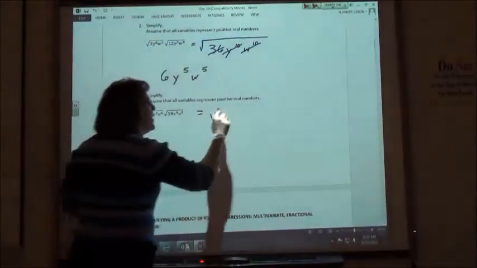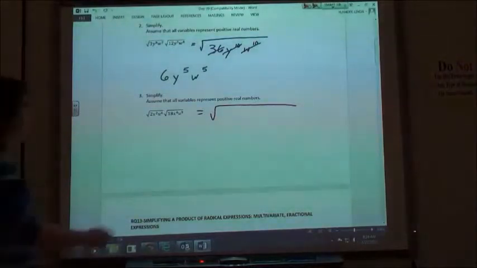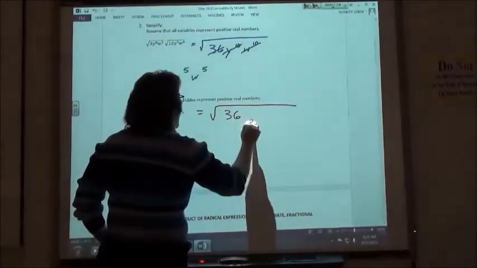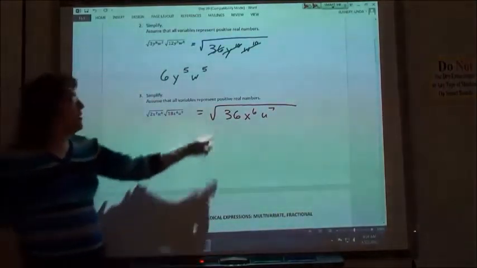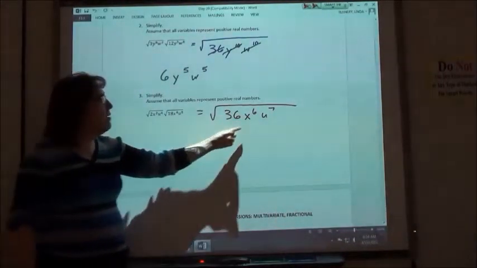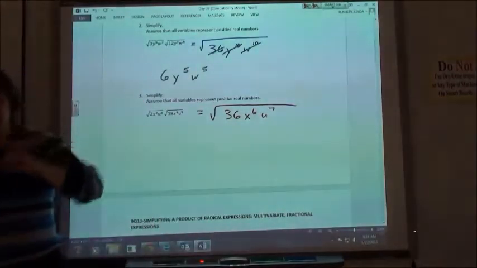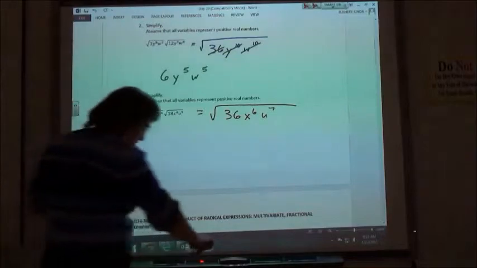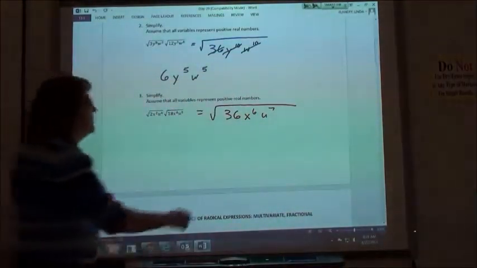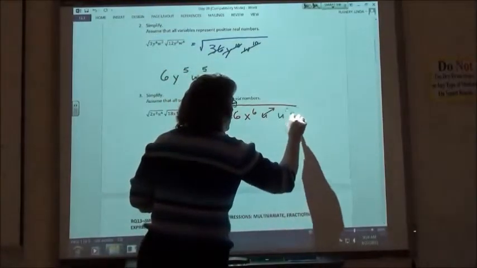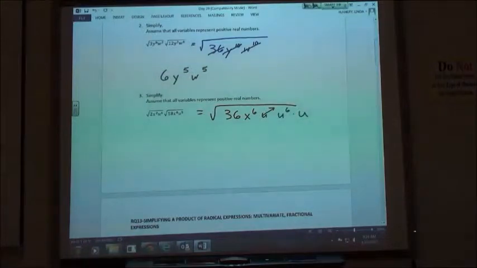Number 3 then, when I go ahead and multiply that one, I would get 36x to the 6th, u to the 7th. So looking at that one, the 36 is a perfect square, the x to the 6th is a perfect square, but the u to the 7th is not. What would we want to do with the u to the 7th? Break it down to u to the 6th times u. Take out one of my variables.